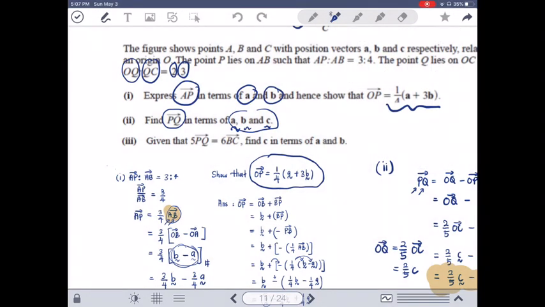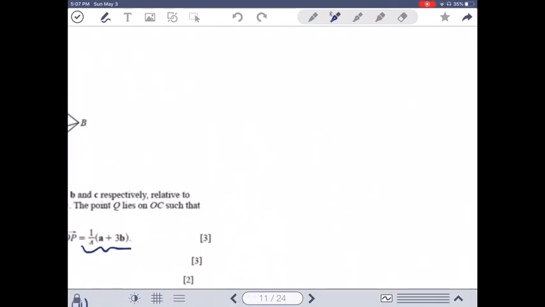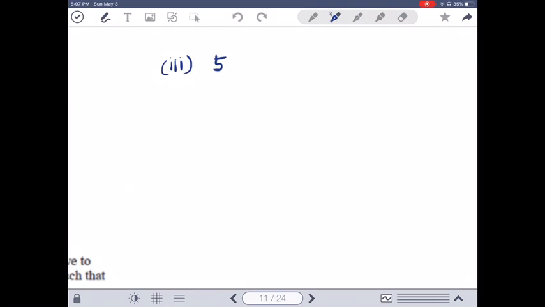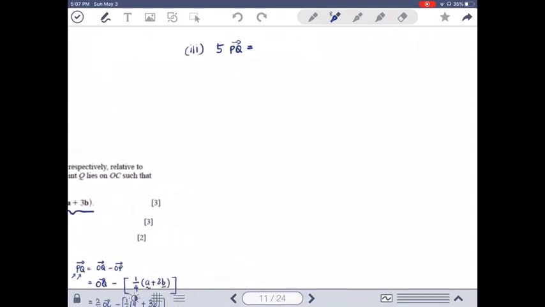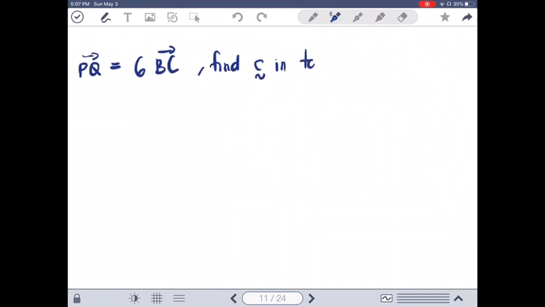Okay, for question 3: given that 5PQ equals 6BC, find vector C in terms of A and B.